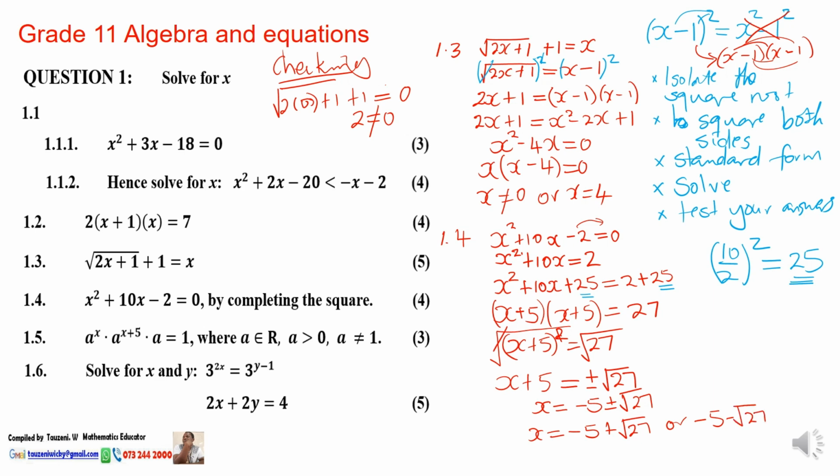Then from there, you get your calculator and work out the square root of 27 to complete this answer. So using a calculator, the value of x in the first one, x is equal to 0.20, rounded off to 2 decimal places, and the other one is minus 10.20, rounded off to 2 decimal places.